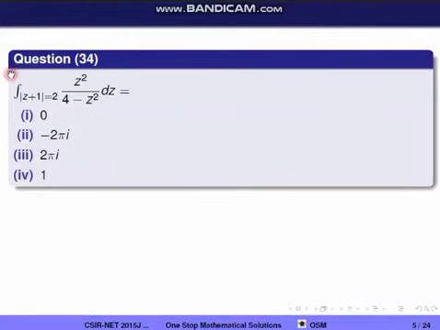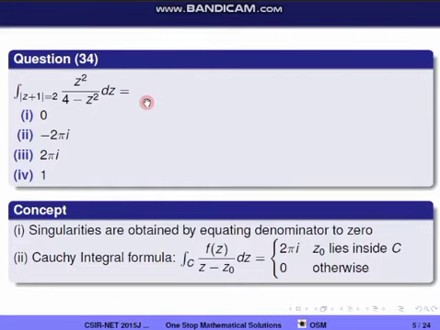Next question, question 34. The integral over |z + 1| = 2 of z²/(4 − z²) dz equals what? So we have to find the value of this integral. We look into the concept used. Singularities are obtained by equating the denominator to 0.